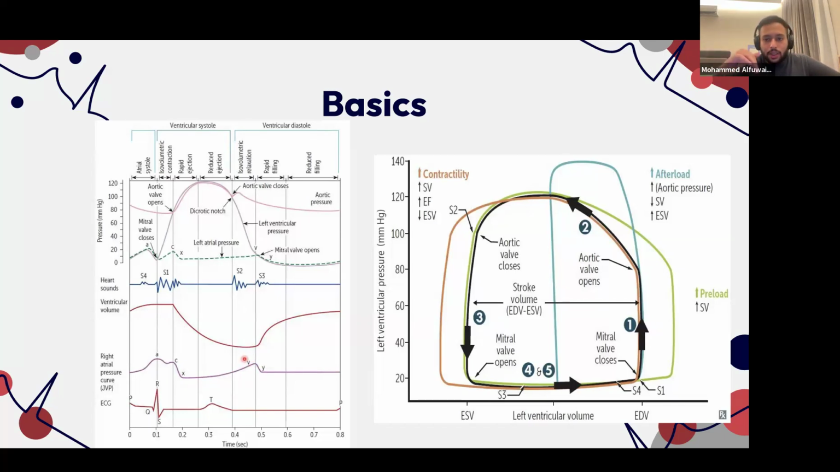Okay, all the blood is going to the atrium and it's still not going to go to the ventricles because the tricuspid valve is still closed. When the tricuspid valve opens, you'll have the Y descent. So here, the V wave is the majority, the highest point.